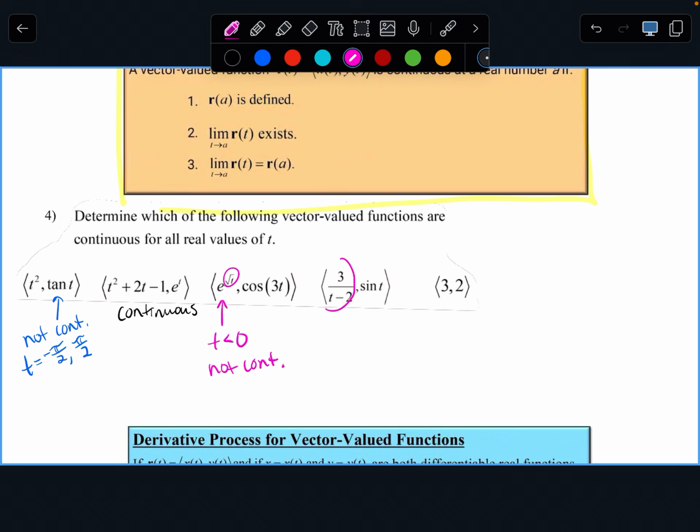And then here you go, fractions are always red flags. Like when t equals 2, that's not continuous. And then this one is just constants. Just think of this as x equals 3, y equals 2. Those are just horizontal and vertical lines. So this is continuous. So it's just double, 2 for 1. Okay.